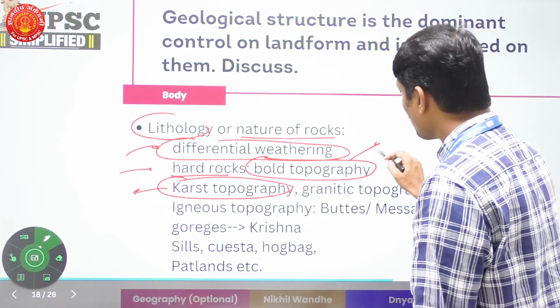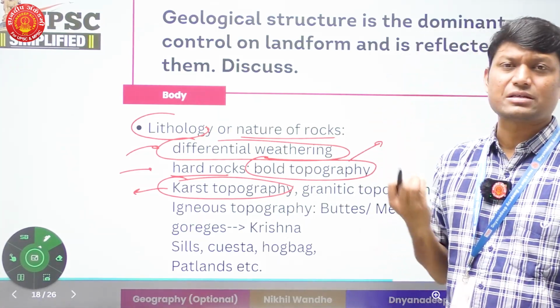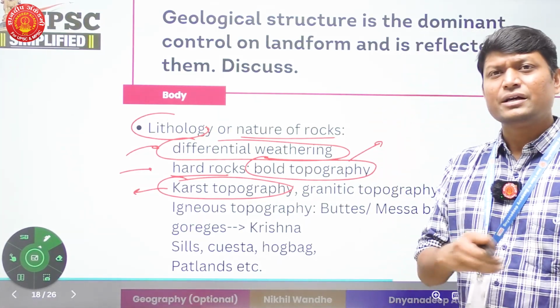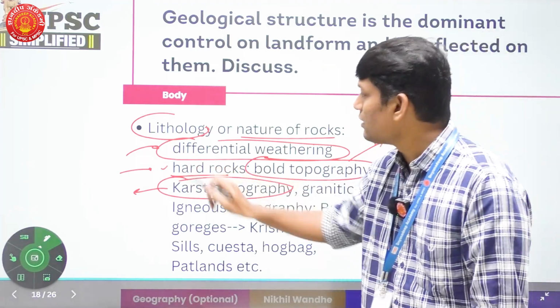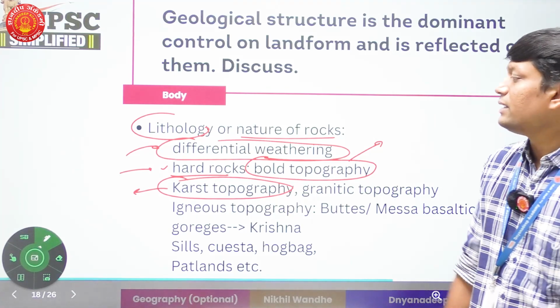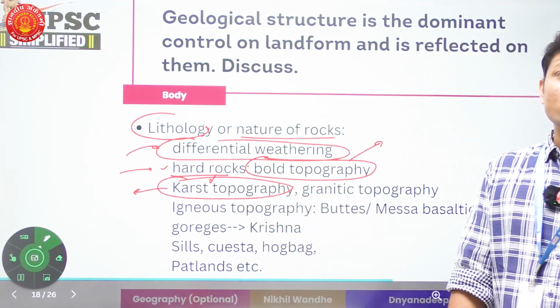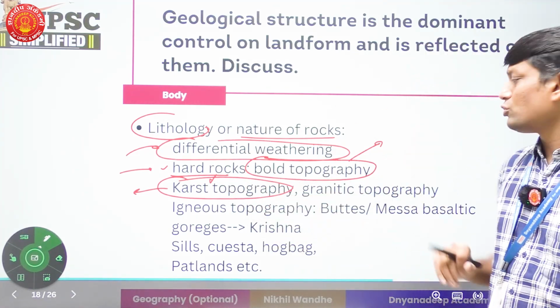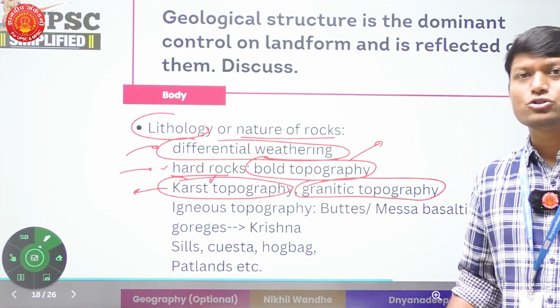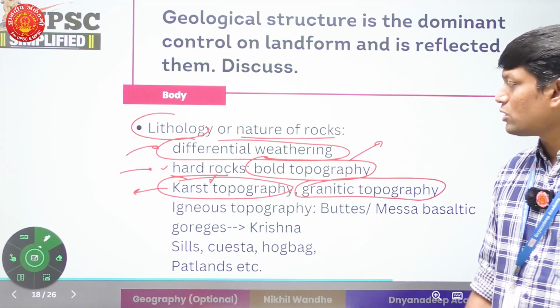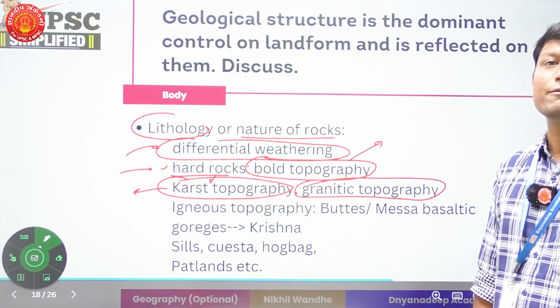In case of hard rock, you will find very sharp edges, right? When we say bold topography, we have sharp edges, sharp cliffs. So that type of topography is there when it is a hard rock. When it is a soft rock, there could be a curved topography you will find. Similarly, there could be different topography when it's a granite, because the rate of erosion will differ.